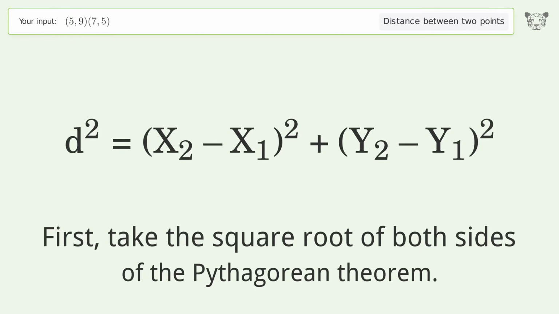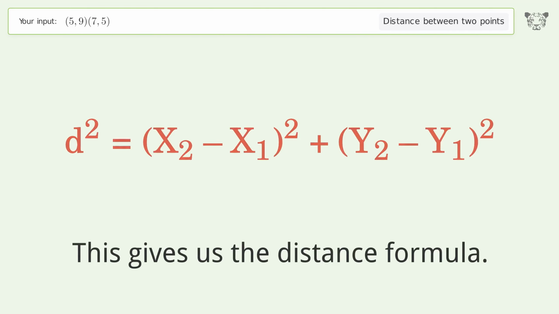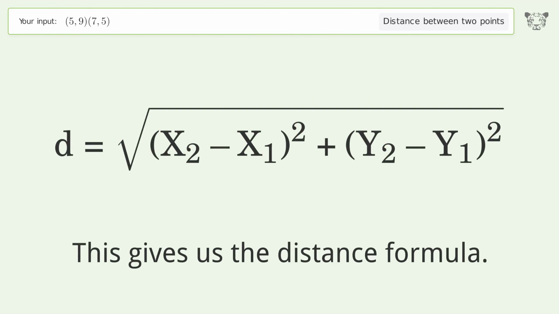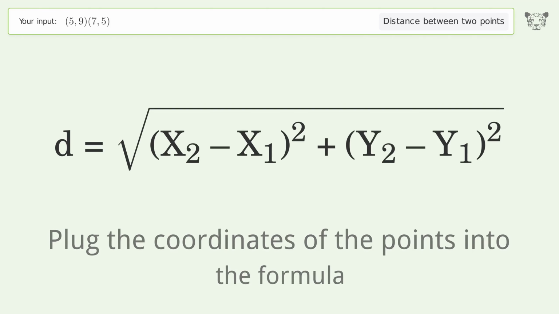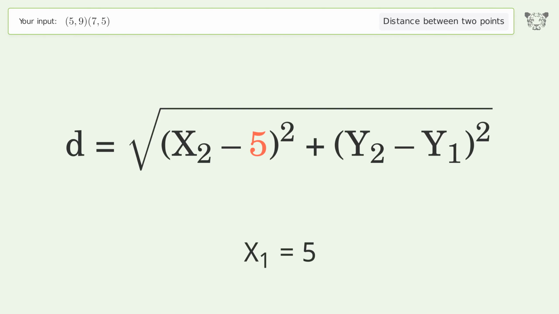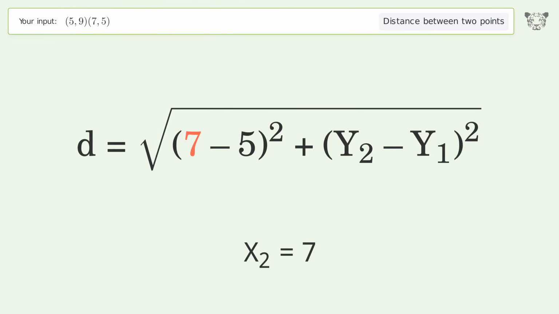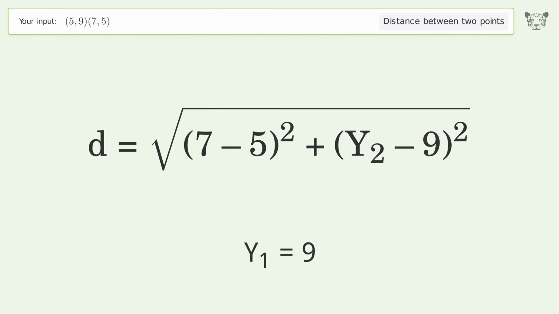First, take the square root of both sides of the Pythagorean theorem. This gives us the distance formula. Plug the coordinates of the points into the formula. x1 equals 5. x2 equals 7. y1 equals 9. y2 equals 5.